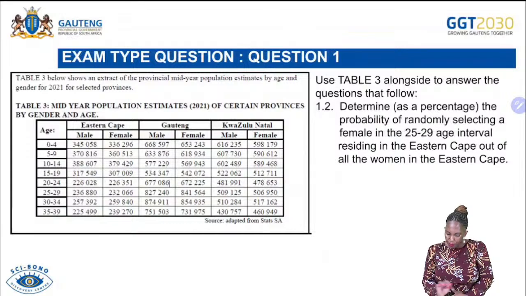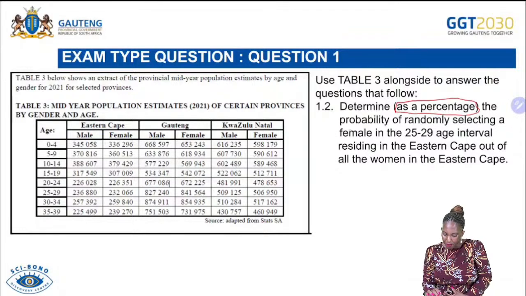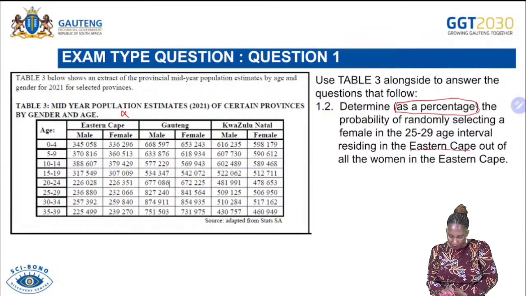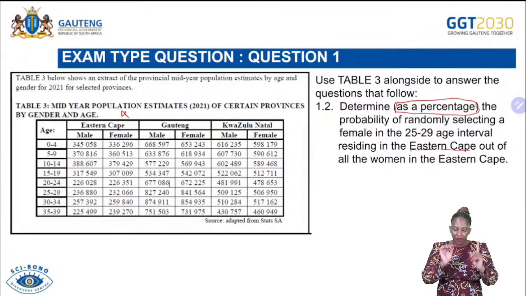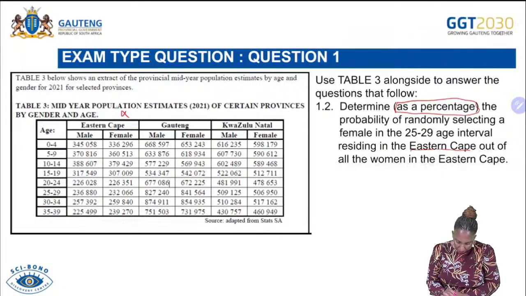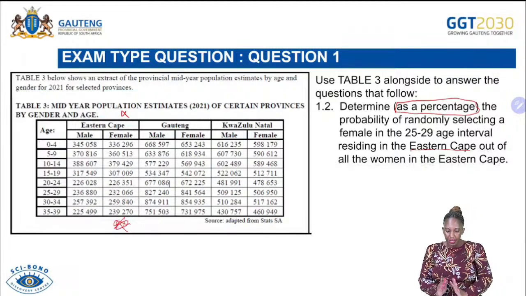Now the next one says determine as a percentage the probability of randomly selecting a female in the 25 to 29 age group. Now we go to 25 to 29, and we are focusing on the female, in the Eastern Cape. So we have to get our answer from the Eastern Cape. Out of all the women in Eastern Cape, our focus will be on the Eastern Cape only. We are not going to touch on Gauteng or KZN.